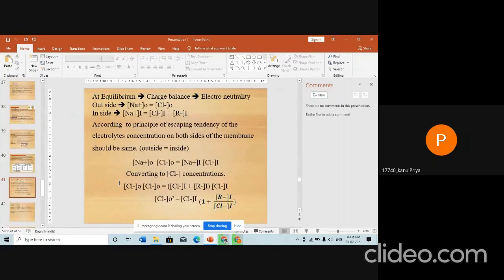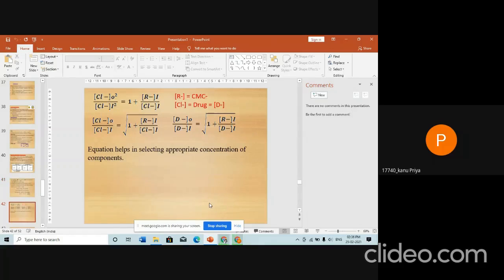So outside, Na positive out is equal to Cl negative out. Inside, sodium ion inside equals chloride ion inside plus R negative inside. By substituting this value into equation number 1, we get this equation. And this equation represents the Donnan membrane equilibrium and calculates the ratio of concentration of the diffusible ion outside and inside the membrane.